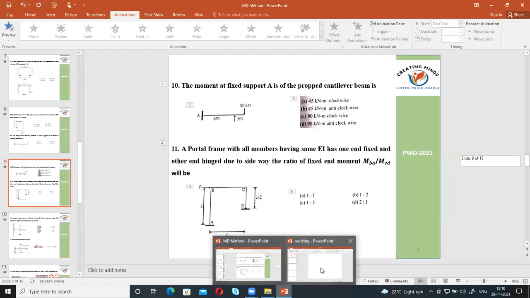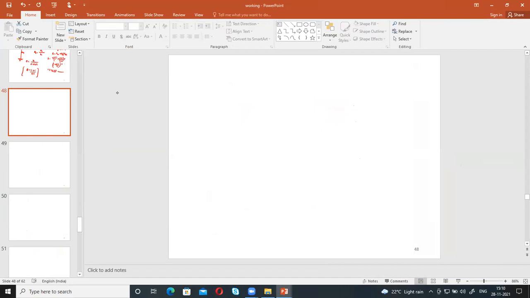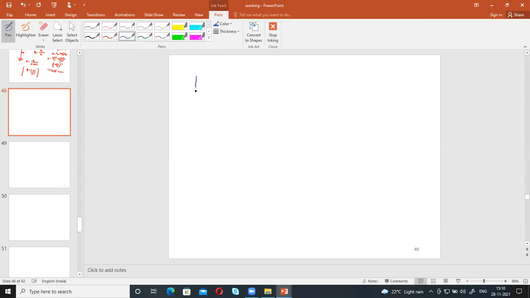Okay. 11th question, one end is hinge, the other end is fixed. I think it is fixed, right? And you are having a hinge. And this is L and this is L by 2. Clear? So what is the ratio you are getting for moment? You know the slope deflection equation: MAB equals MFAB plus 2EI by L, 2 theta A plus theta B minus 3 delta by L.